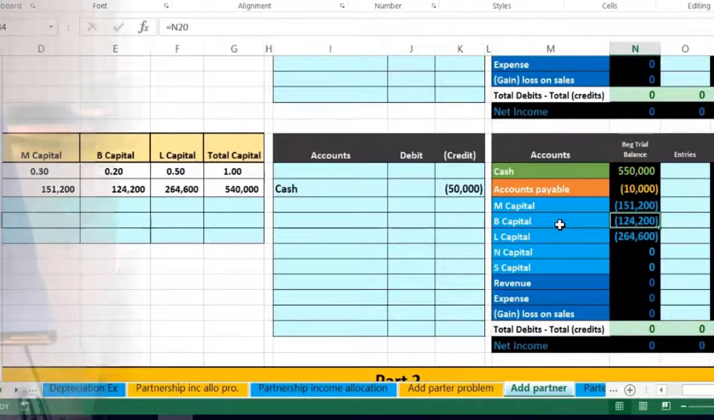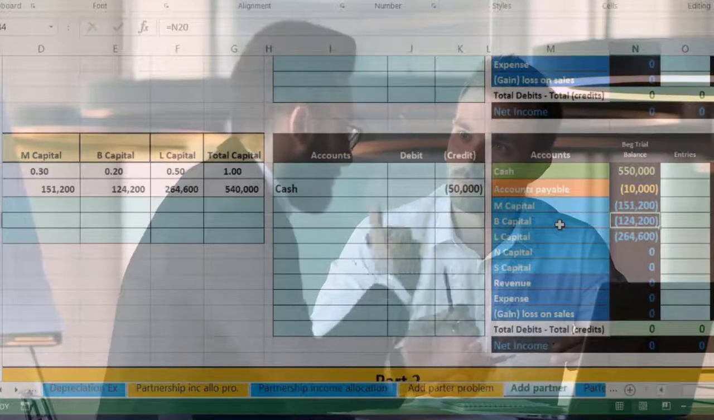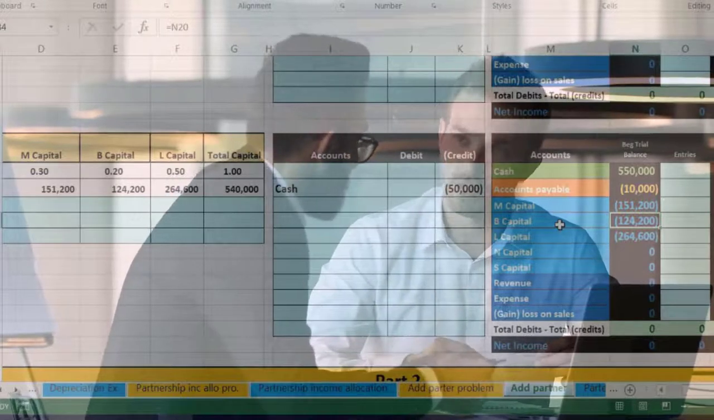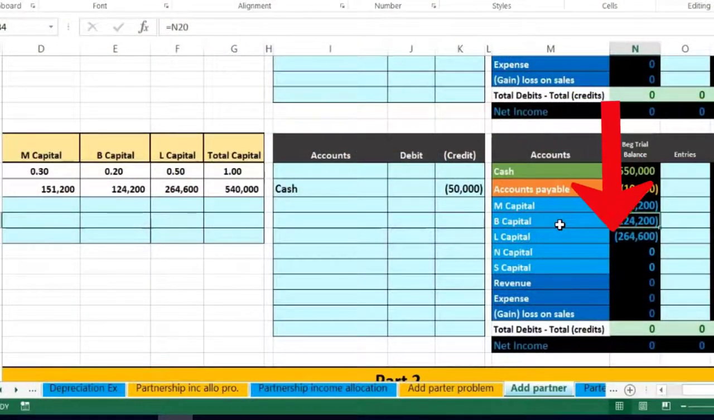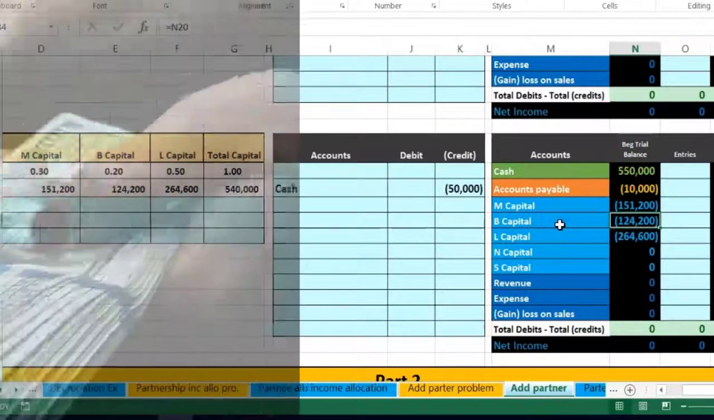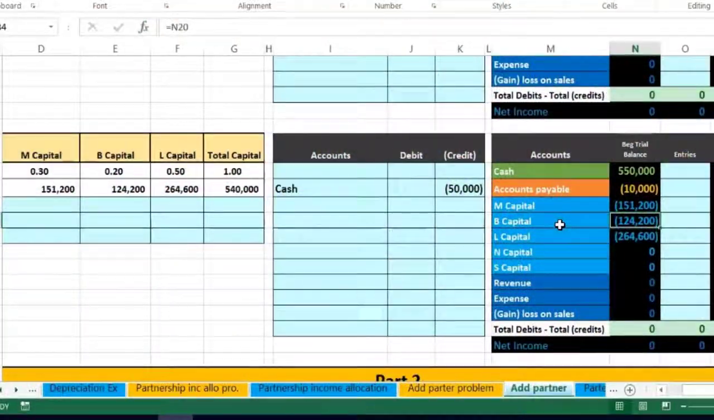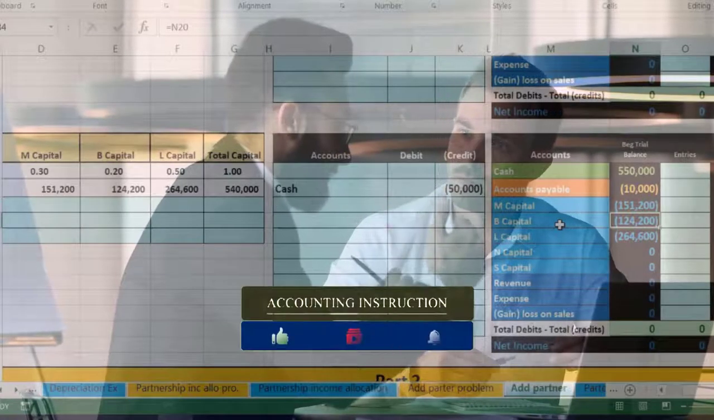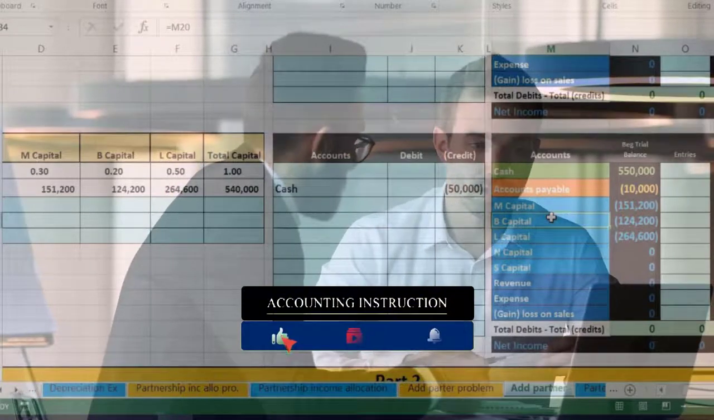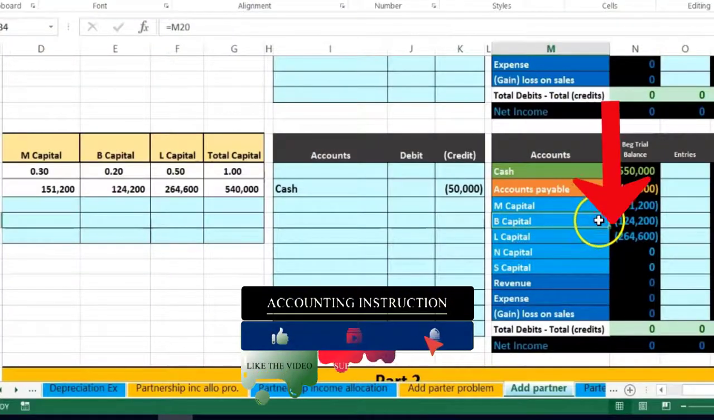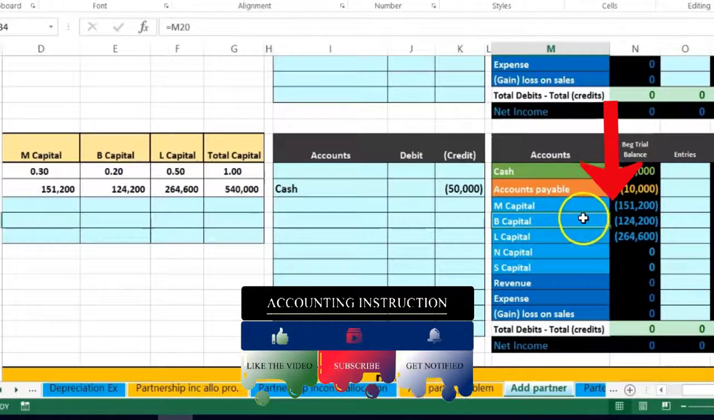And it could be for various reasons. It could be that they think that the partnership is overvalued in some areas. It could be that B really needs to leave at some point and is willing to accept less money because of the circumstances. So whatever that negotiation is, that's between the partner and the partnership. For us, we need to take this down to zero. There's 124.2. B's now gone. So how do we make that go down to zero?